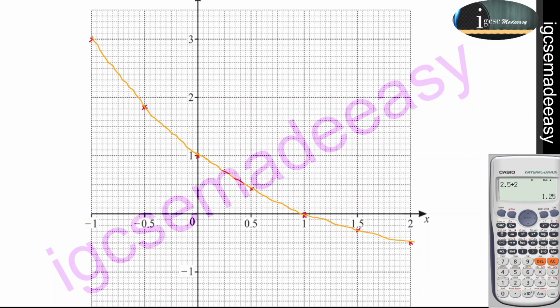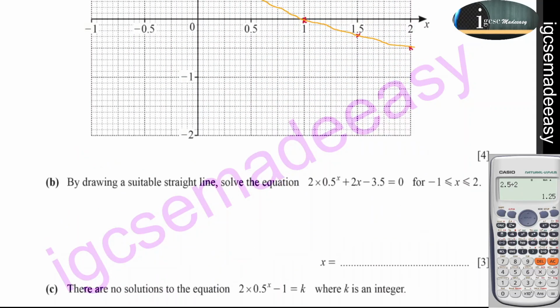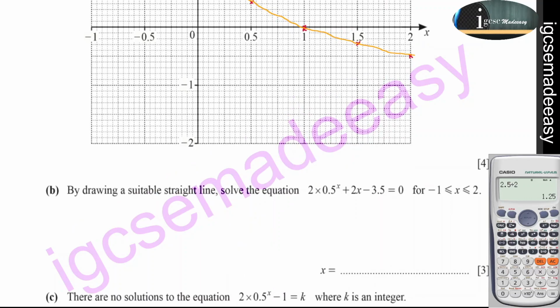Okay, then we can solve part B using the graph. By a suitable straight line, solve the equation. We have to draw a suitable straight line and we have to find the value of x.